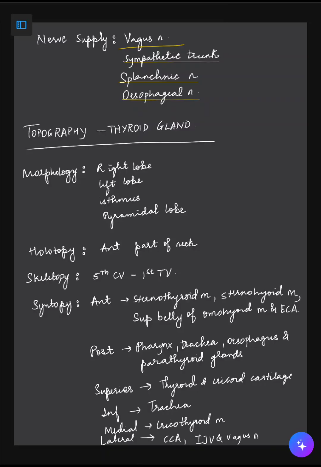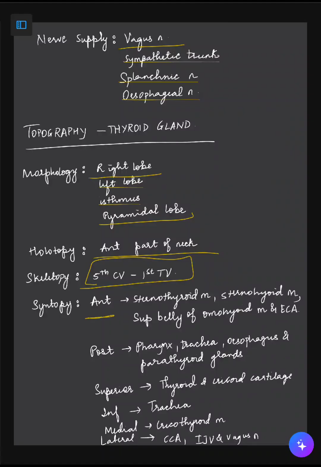Topography of the thyroid gland. Now morphologically, structures are distinguished. What are those? Right lobe, left lobe, isthmus and pyramidal lobe. Now what is the function? It is an endocrine organ. Holotopy is anterior part of the neck. Skeletopy is fifth cervical vertebra to the first thoracic vertebra.